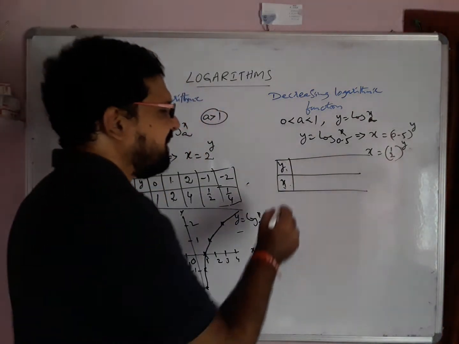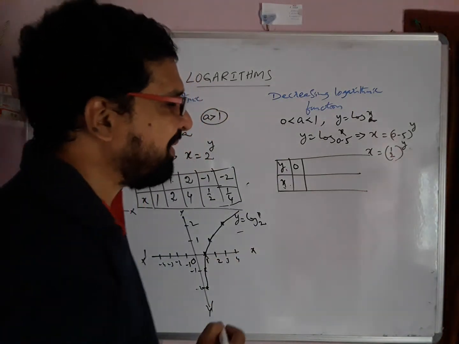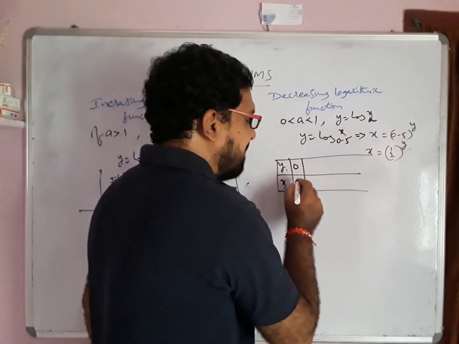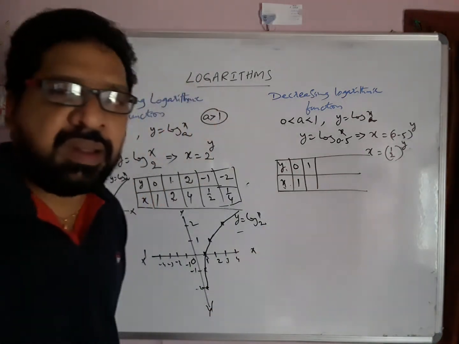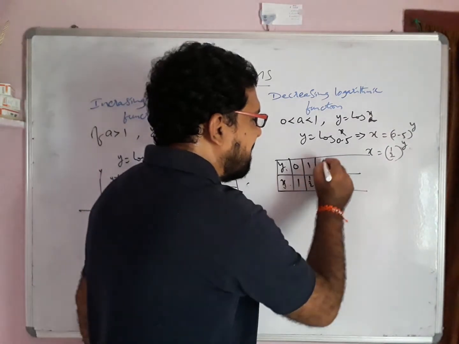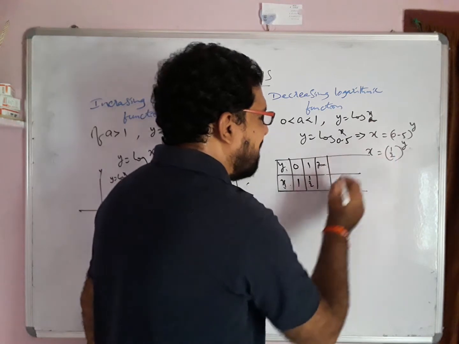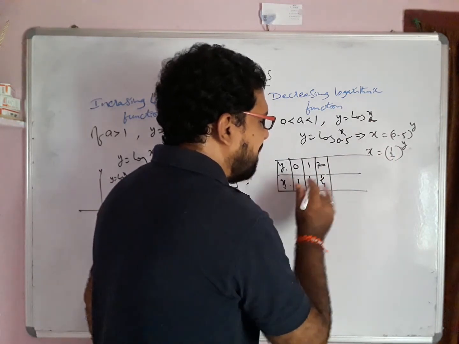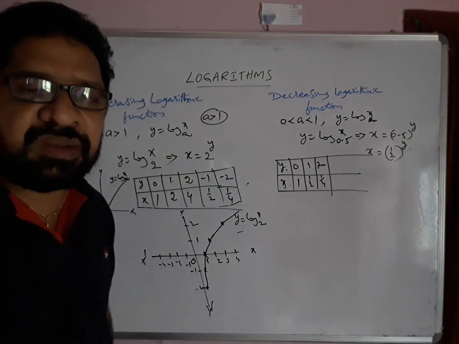So here, first, putting y value as 0. When we put y value 0, (1/2) to the power 0 is nothing but 1, so x is equal to 1. Putting y is equal to 1, then x is equal to (1/2) to the power 1, which is 1/2. Next, y is 2, which means (1/2) squared, which is 1/2 into 1/2, that is 1/4.